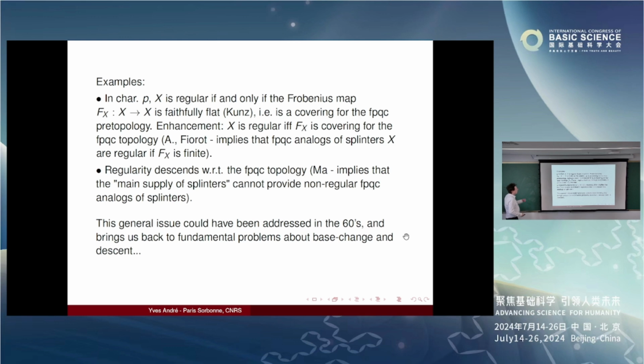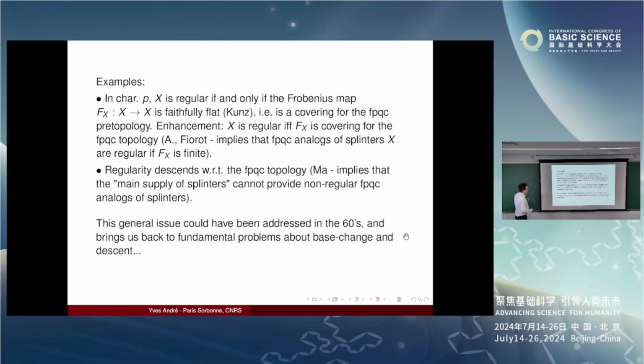Two examples. In characteristic p, there is this famous Kunz theorem that X is regular if and only if the Frobenius map is faithfully flat, which is a covering for the FPQC pre-topology. But it can be proved, it's not difficult, that in fact you can enhance Kunz theorem a little by replacing pre-topology by topology, FPQC topology. So this implies already that in characteristic p, at least if the Frobenius is finite, which occurs very often, then all FPQC analogs of splinter are regular, as I conjectured before.